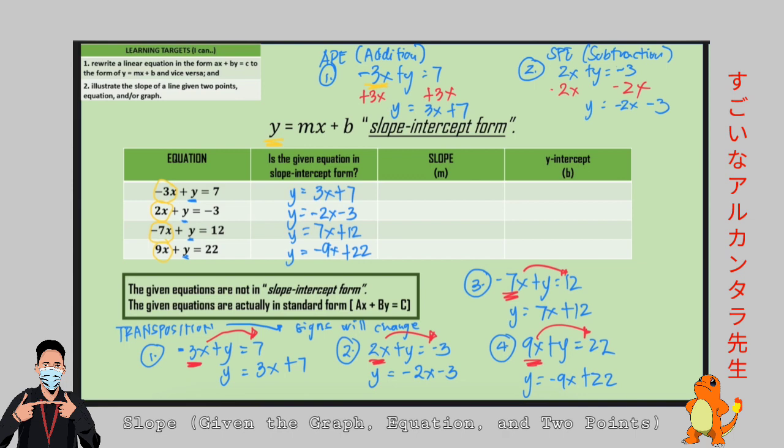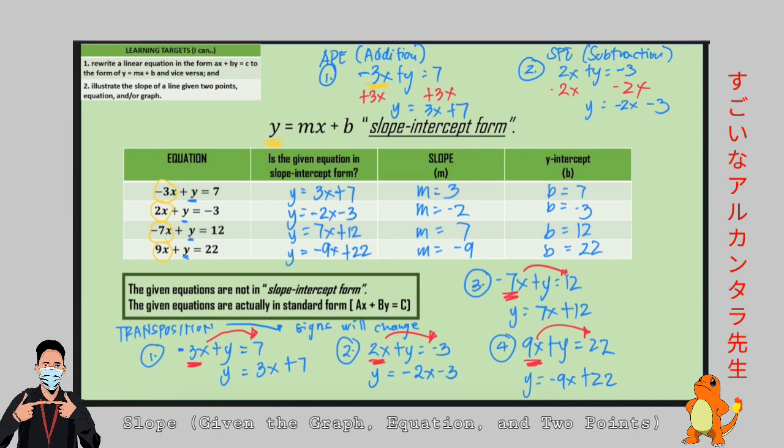So we can now identify the slopes and the y-intercept. For the first one, the slope is 3. For the second one, it's negative 2. For the third one, it is 7. For the fourth one, it is negative 9. The y-intercept is as follows. We have 7. We have negative 3. We have 12. And lastly, we have 22. So that's how it works. Okay? So that's how we work on the equations and identify the slopes given them.